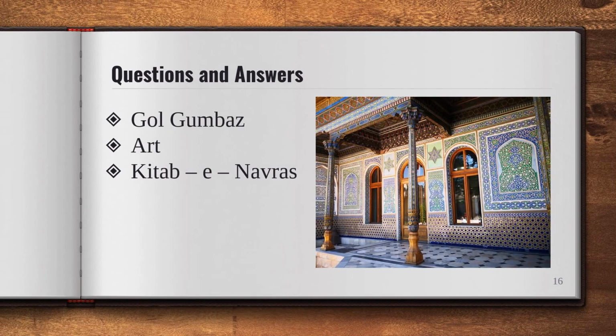Well, students, now let's have a quick revision of the video through questions and answers. The first question is a short note on Gol Gumbaz. We know that Gol Gumbaz is located at Bijapur in Karnataka. It was built during the 17th century CE and is basically the burial house of Muhammad Adil Shah of Bijapur.